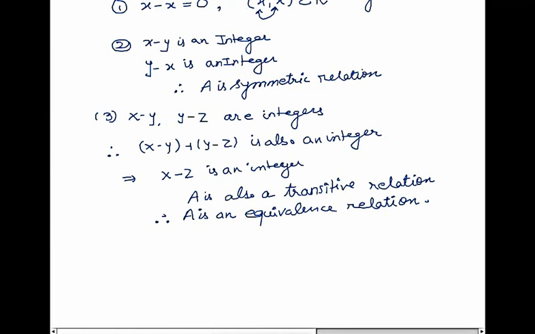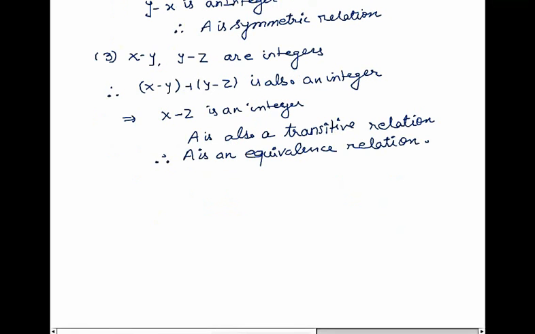Now let us check whether B is an equivalence relation or not. The statement for B is that x is equal to alpha y, or we can say that x over y is equal to alpha, and alpha is a rational number.